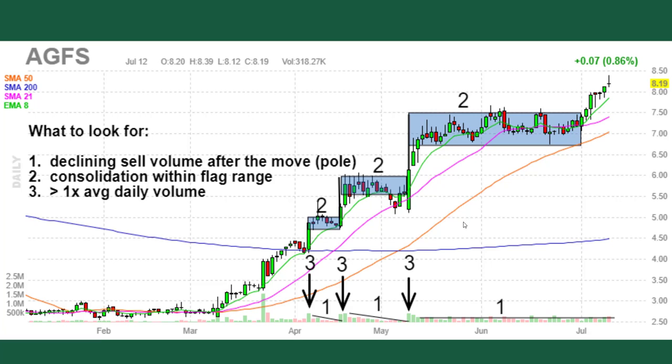So that being said, what I look for: declining sell volume after the move, consolidation within the flag range, and then greater than 1 times average daily volume as it breaks out through that range, that box, that flag, that pennant.